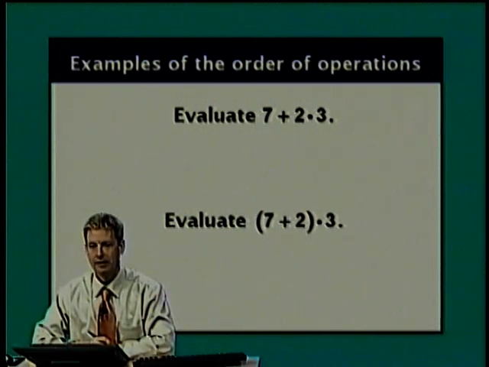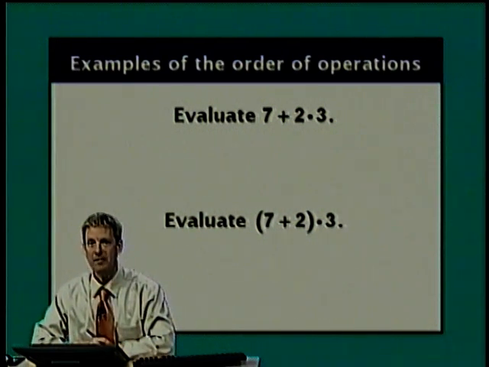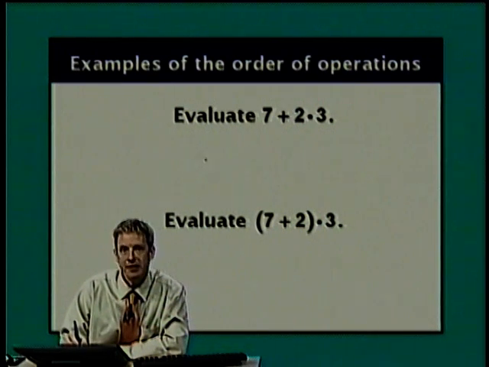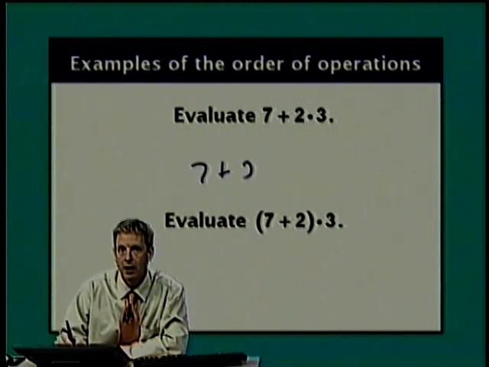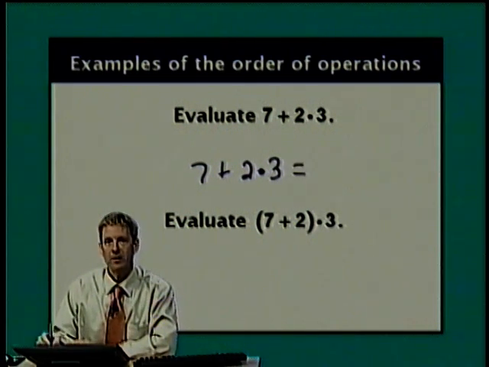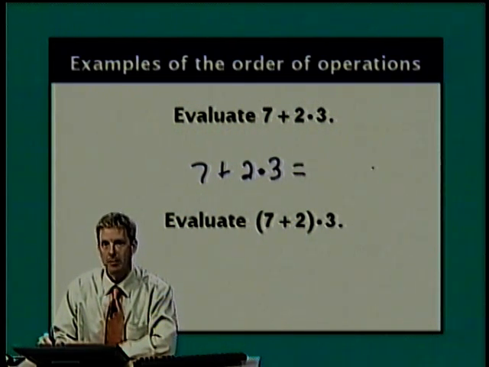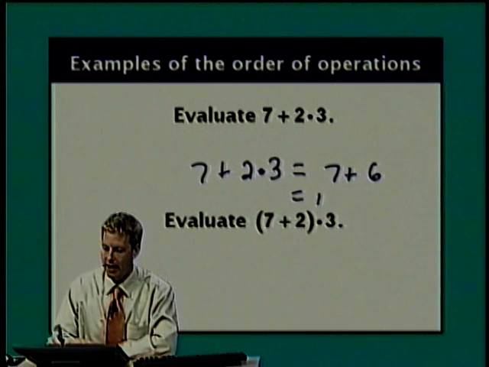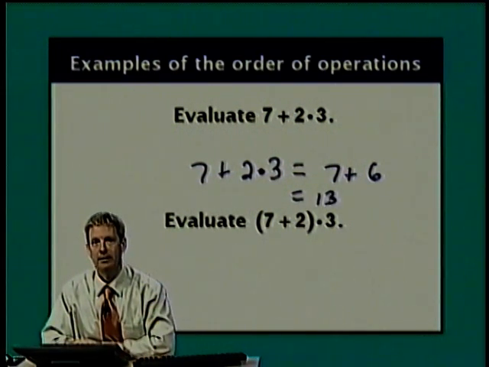Let's compare 7 plus the product of 2 and 3 with the sum of 7 plus 2 multiplied by 3. In the first expression, since there's no grouping symbols, the first rule I need to apply is that multiplication is done before addition. So the first thing that I'm going to do is multiply 2 and 3, which gives me 6. And that 6 needs to be added to 7. And I end up with 13.